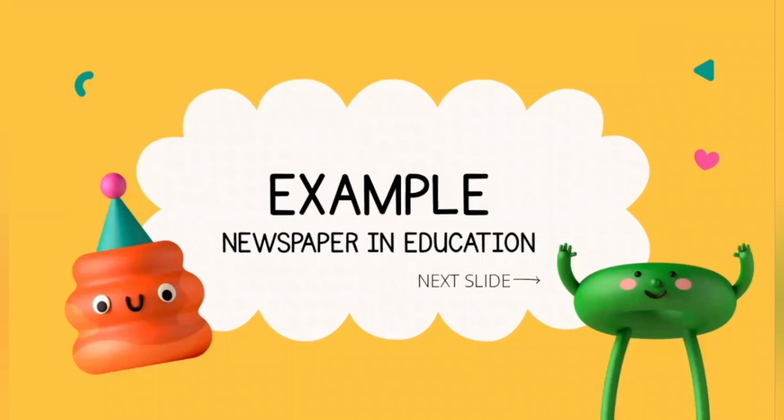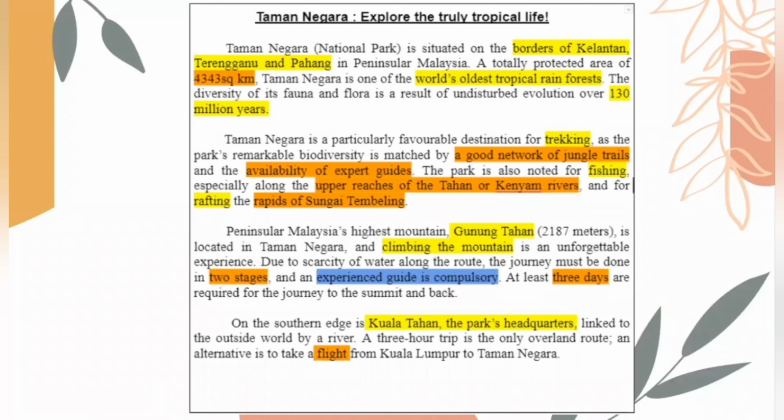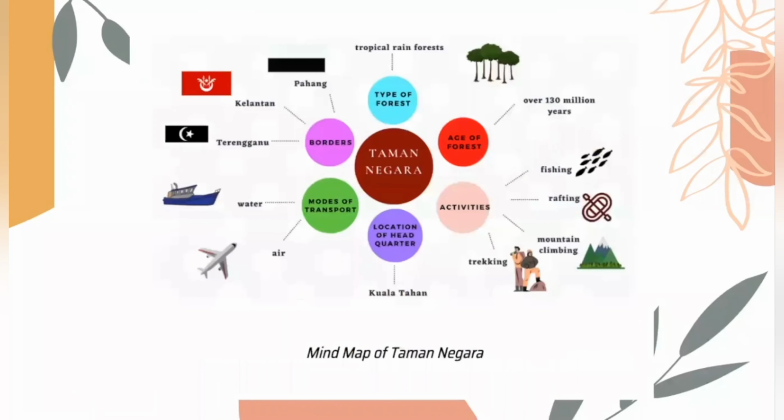Next, I am going to show you an example of NIE. This article is abstracted from a magazine with the title Tamanagara: Explore the Truly Tropical Life. In this article, they use 3 different highlighters because it enables us to differentiate the main ideas and the supporting details. Next, this is a mind map based on the article before. As you can see here, the central idea is placed in the middle, the main ideas are placed around it, and the child branches are the supporting details.